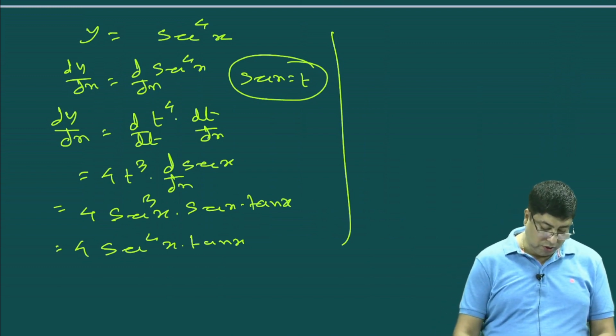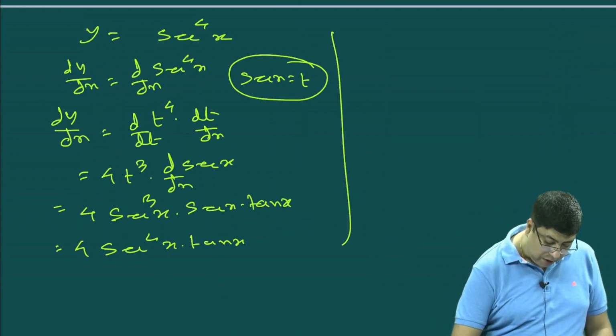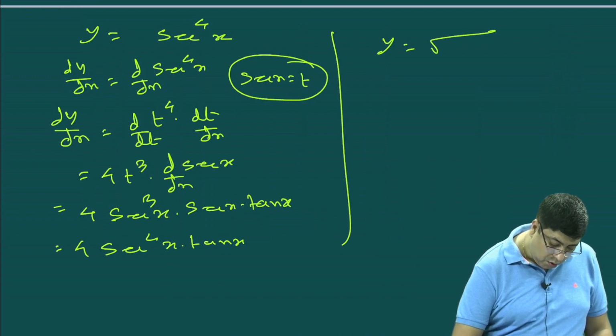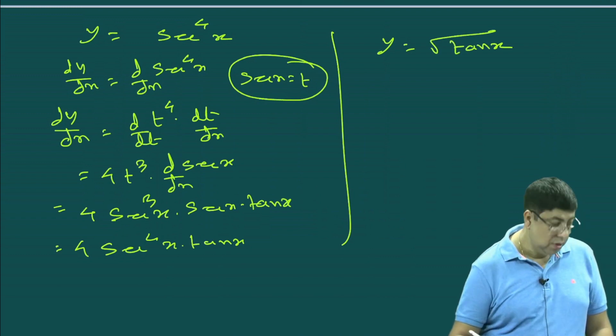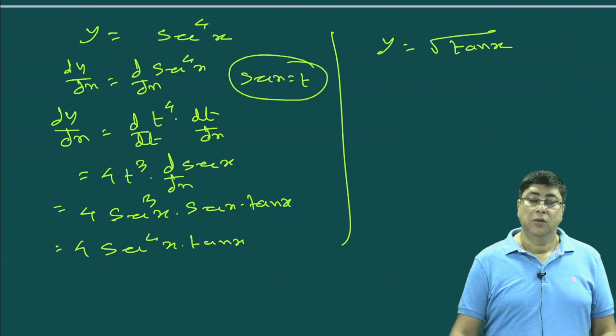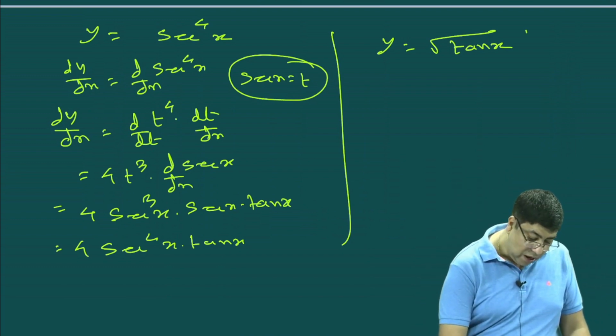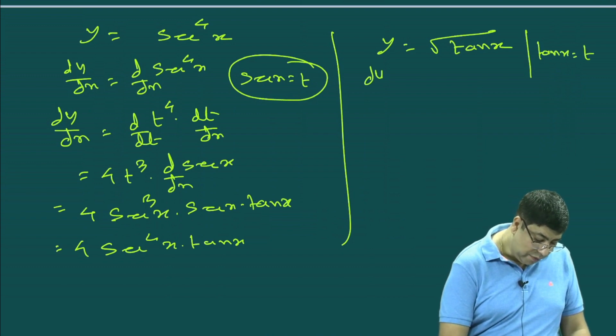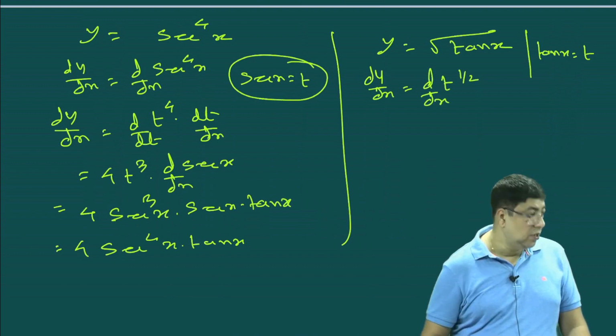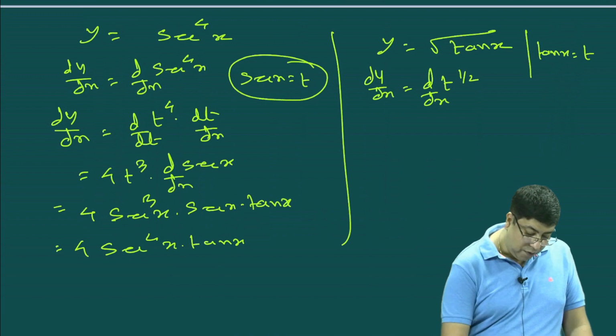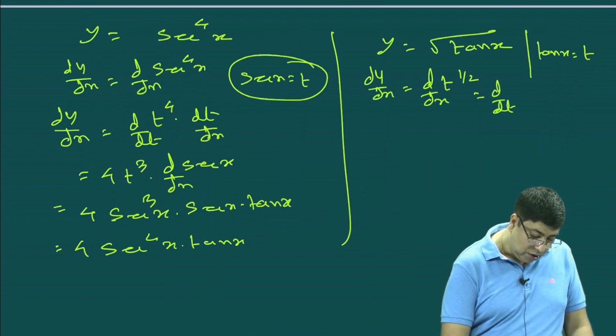One more substitution I am showing you, everyone. Suppose y equals root tan x. There is only one way, we have to take tan x equal to t. This is a substitution. There is no other way. So tan x equal to t. So apply d/dx. d/dx equals t to the power half. x cannot be differentiated with t. Therefore d/dt of t to the power half into dt/dx.